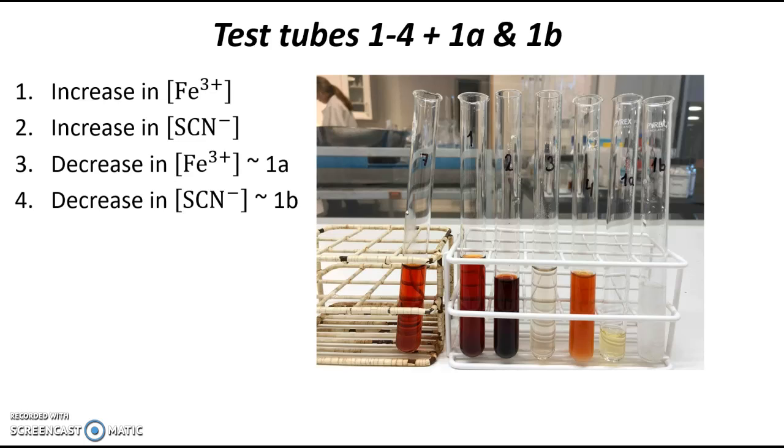The second, we did almost the same thing. We increased the thiocyanate concentration by adding more of it, and the same thing happened as they're both reactants, so it turned more dark. Before doing the third experiment, or experimenting in the third test tube, we added ascorbic acid to iron 3 ion in the test tube called 1A.